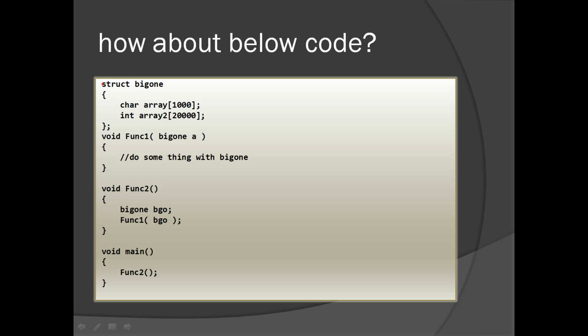Now let's consider a very big structure like this. In this allocation, this much memory is spent. Again, when you call function 1, another copy of this is created and passed into this function. So again, this much memory is utilized. Only if you look at the assembly will this be clear, because this is hidden from the programmer.